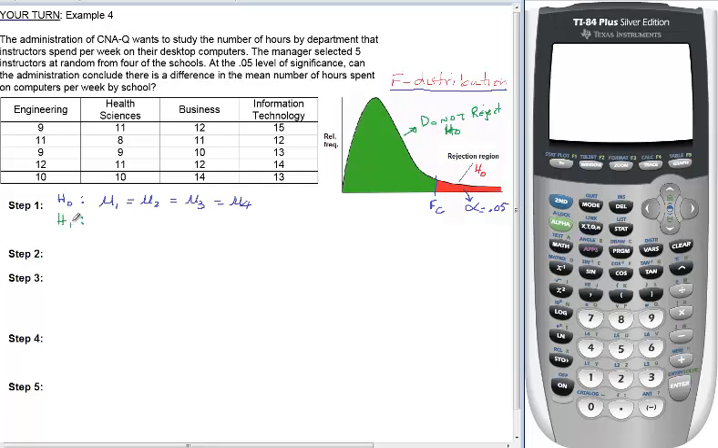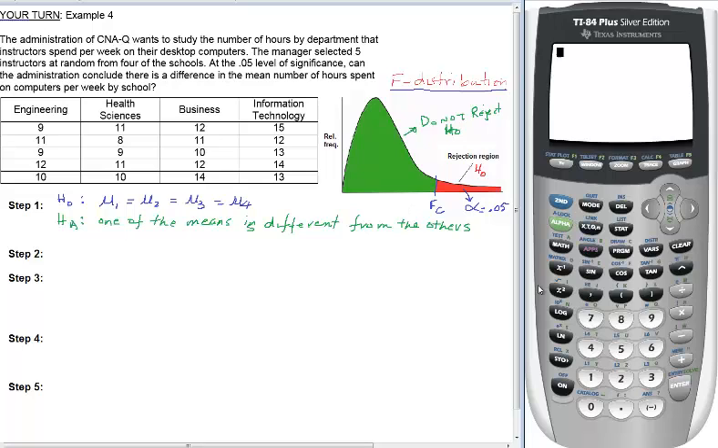Now H1 or HA, whatever, some books use HA, some use H1 as the alternate hypothesis, and this we state in words. We'll just say one of the means is different than the other. So one of the means is different. Okay, so that's all you need to do for your null and alternate hypothesis. Now, we're not going to say they're all not equal because one pair could be equal. We're not sure. We're just saying one of them is different than the other. So that's all one-way ANOVA does.